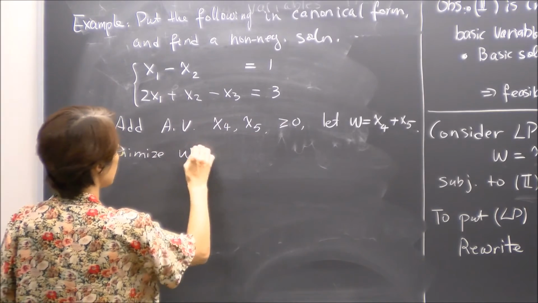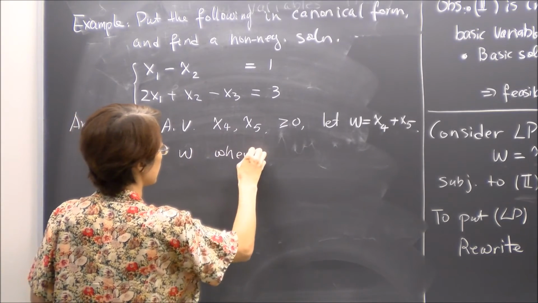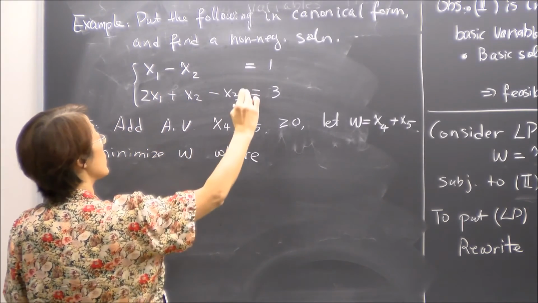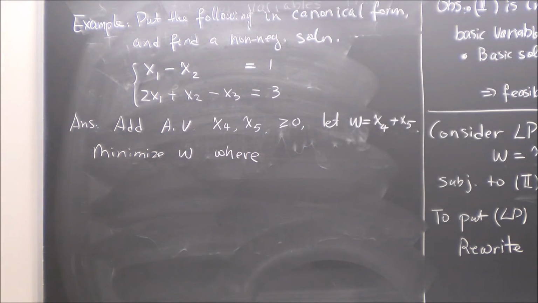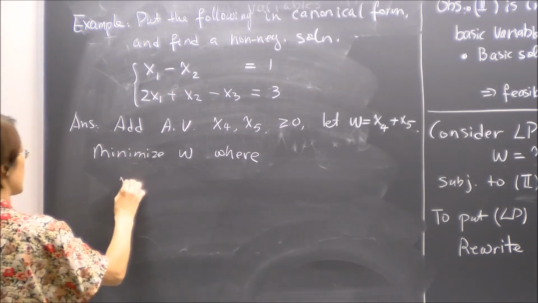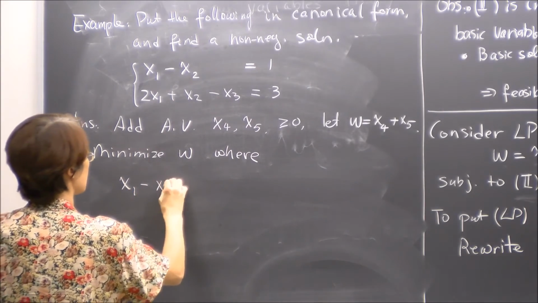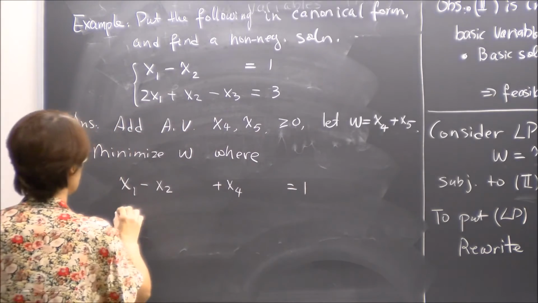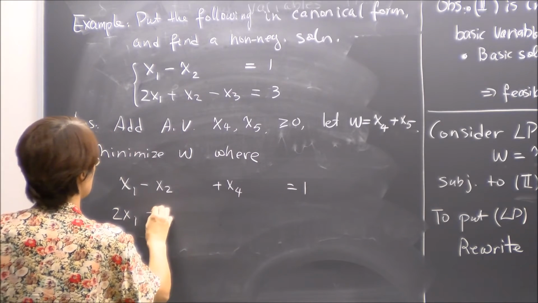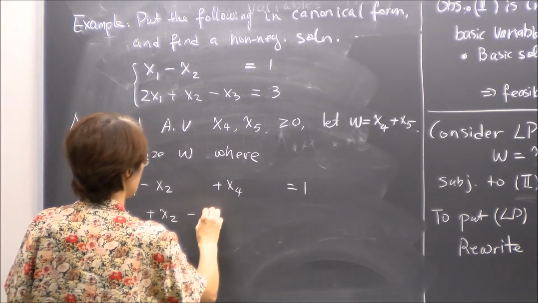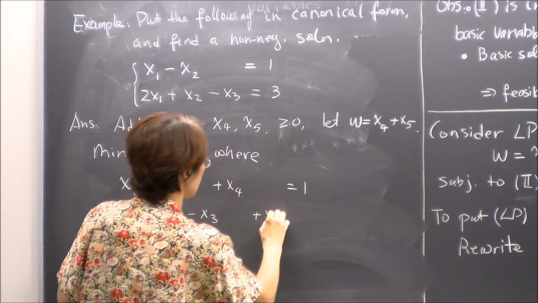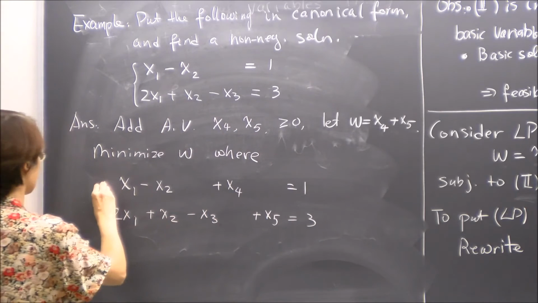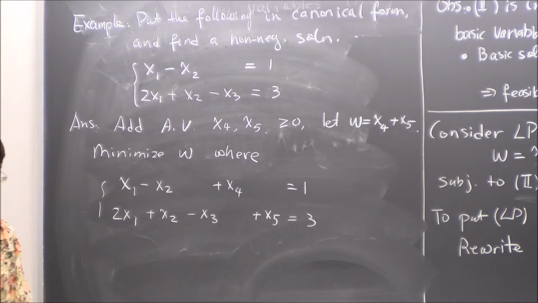Minimize W, where I'll have the following. So I will add x4 on equation 1 and x5 on equation 2. Okay, so I have the following. x1 minus x2 plus x4 is 1. 2x1 plus x2 minus x3 plus x5 equals 3. Okay, those are the constraints.